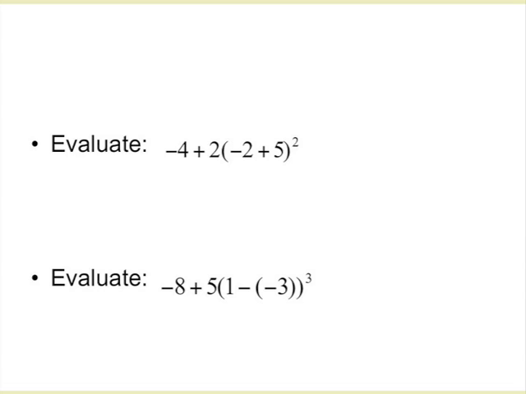Evaluate. When we're evaluating these, we're going to use our order of operations. So starting on the inside of parentheses first. So the first thing I'm going to do is negative 2 plus 5, which is 3. Parentheses, exponents are the next step of the order of operations, and exponents are just applied to the thing closest to the exponent, just to that base. So that exponent of 2 is only applied to the 3. 3 squared is 9. Then we multiply and divide. So 2 times 9 is 18. Then we add and subtract, which gives 14.